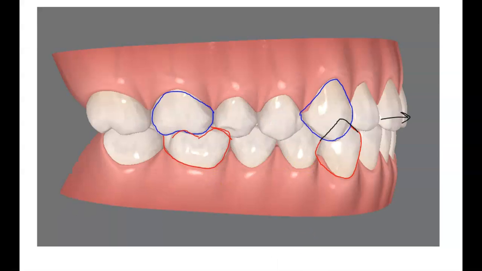Here we could see the teeth outlined again. The lower molar is half a cusp. This is right here in front, and the canine you could see is in front, while all the upper teeth are over the bottom teeth. That's a class 1 occlusion.